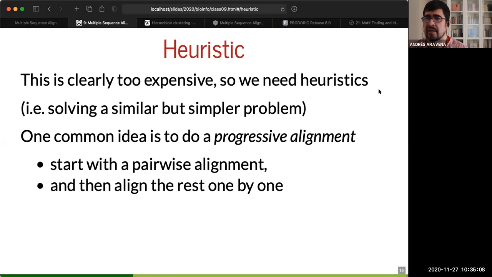With the current kind of computer that we have, we need to do a simplification that is a heuristic. And the most common is what we call progressive alignment.